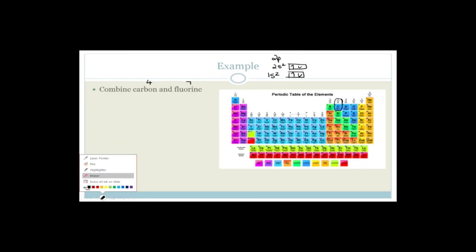Okay, so it goes 2p, and this is in the fourth group, so it's 1, 2, 3, 4. So that is what it normally looks like with carbon. This is the normal structure of carbon if it's not bonded.